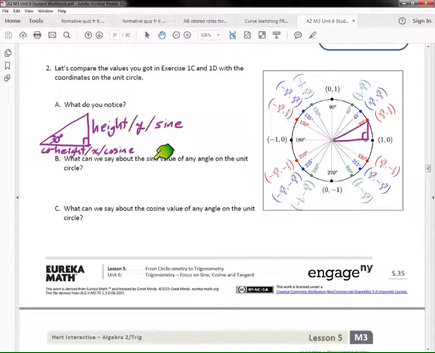What can we say about the sine value? Well, it's the y, and it's the height. What can we say about the cosine value? Well, that's the x, and that's the co-height. So let's move on with the show.